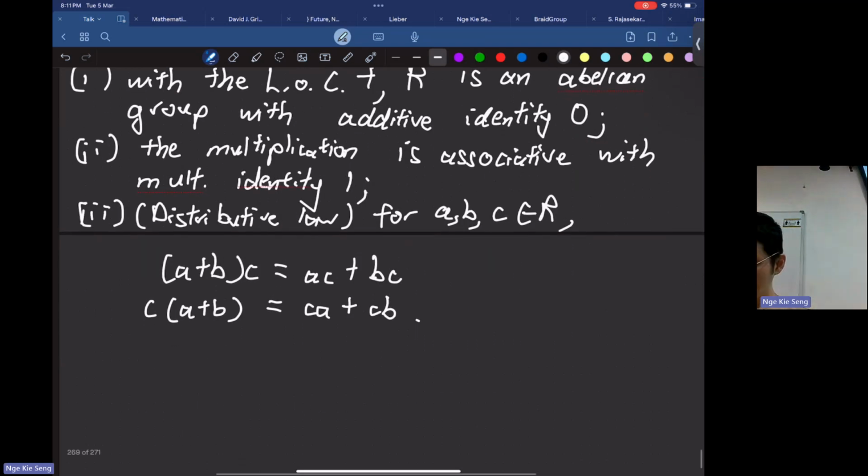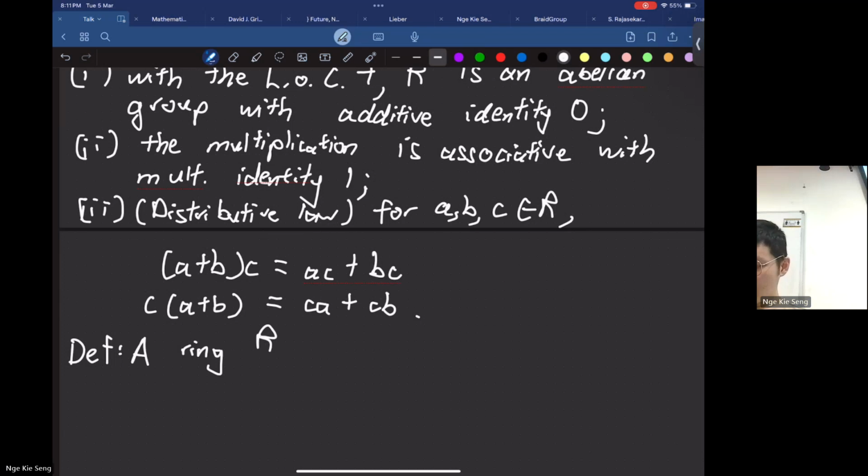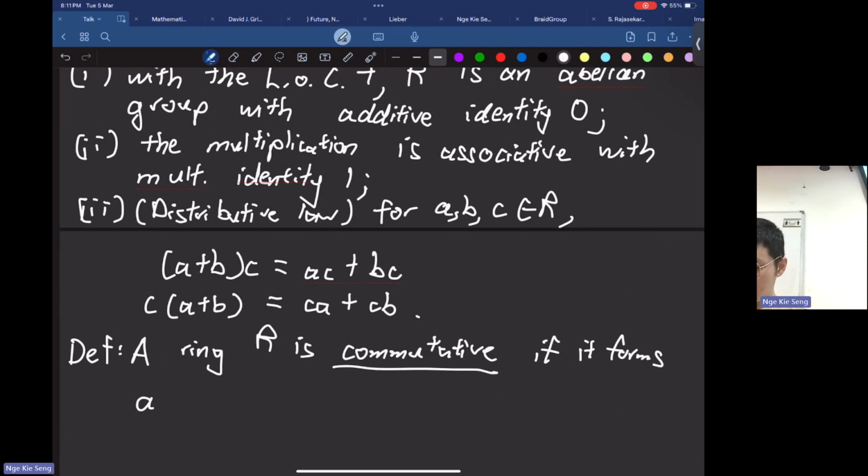So of course you can add commutative multiplication. Then we will call this ring a commutative ring. So we call a ring a commutative ring if it forms an abelian group under multiplication.